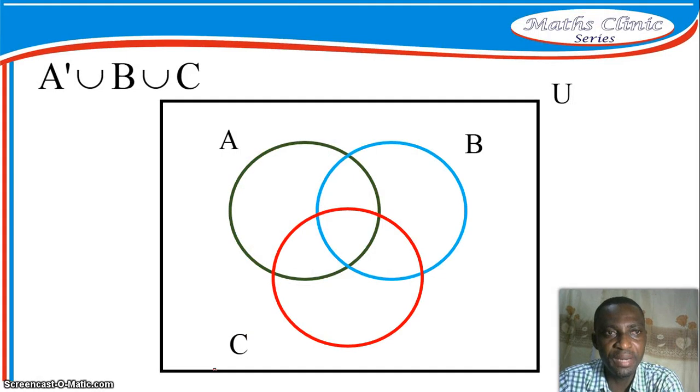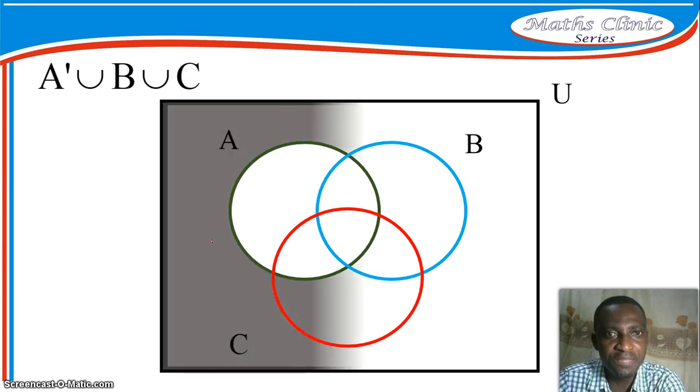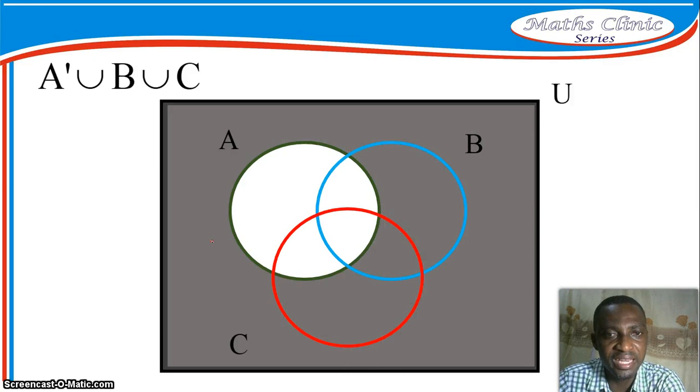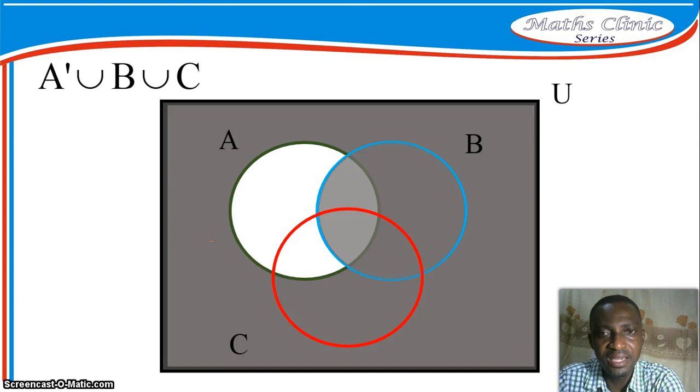What of A complement union B union C? So how will you do this? What is A complement? A complement means we are looking at everything outside A. Union B, and union B means we add everything in B to it. So everything outside A plus everything in B. Then union C, then we bring everything in C also into it. And that will represent A complement union B union C.